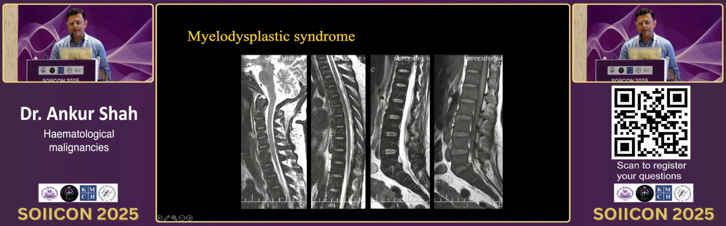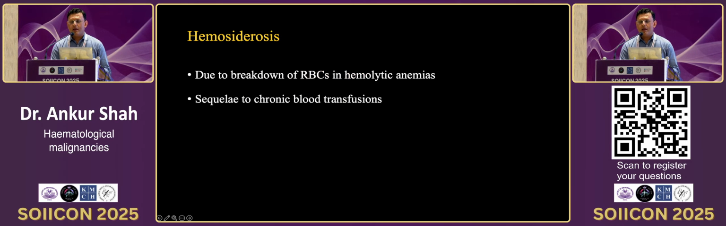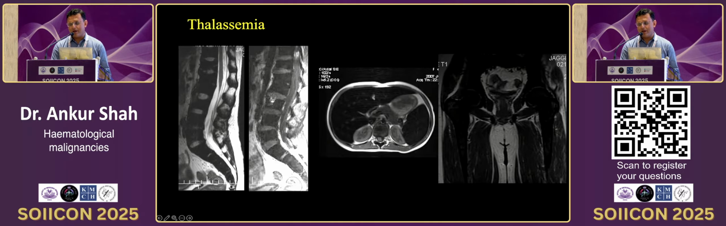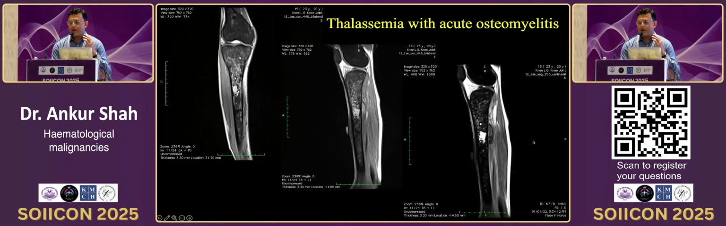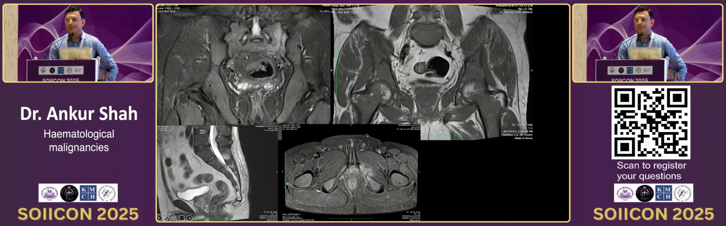The myelodysplastic syndromes also present with diffuse homogeneous hypointensity of the vertebrae. Hemosiderosis in patients of thalassemia with repeated blood transfusions presents with diffuse homogeneous hypointense marrow. Sometimes they are even more susceptible to develop infection, and this was a patient with thalassemia having superadded osteomyelitis, and you can see significant hypointensity of all the bones along with areas of heterogeneous hyperintensity in between.